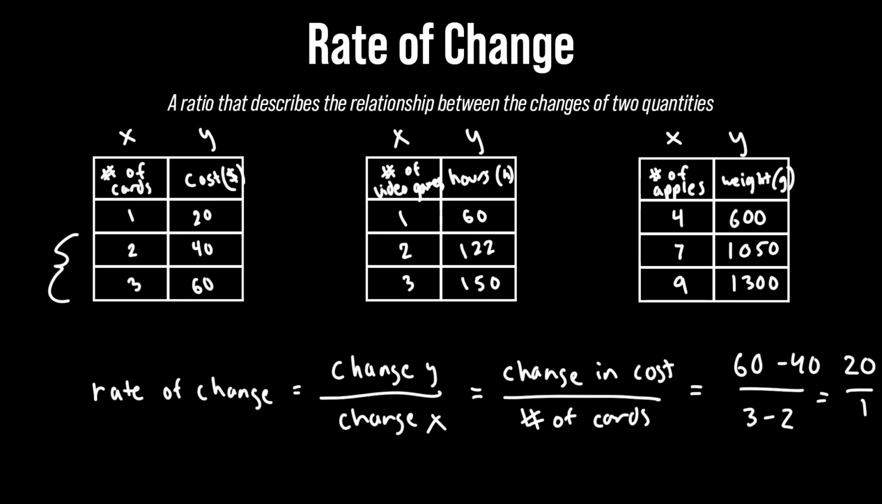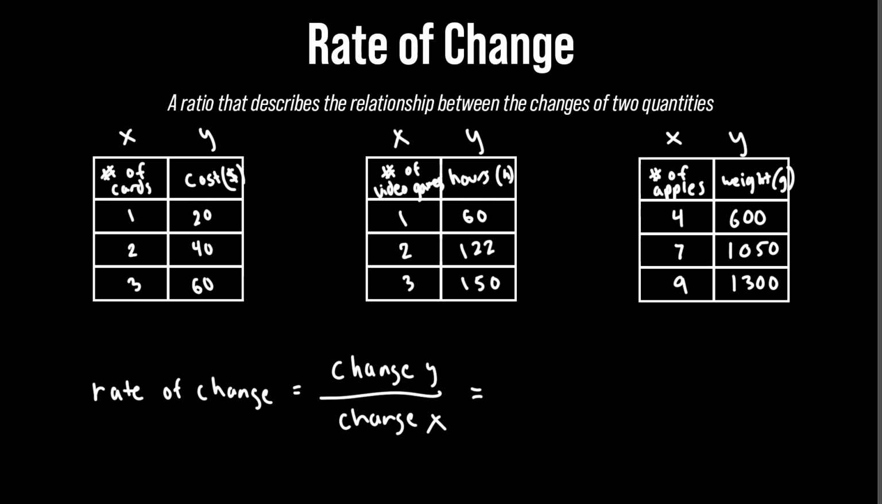And we see that very clearly because the change in cost goes from 40 to 60, and the change in cards goes from 2 to 3. So for a change in cards of 1, we have a change in cost of 20. The rate of change can be linear or nonlinear. Linear means the rate of change stays the same. So in this first example, we go 20, 40, 60. The change is 20 each time. And for the number of cards, it's 1 to 2, 2 to 3. So the change is also 1.